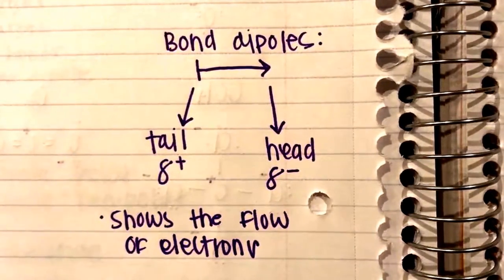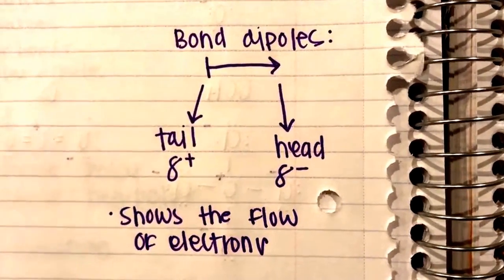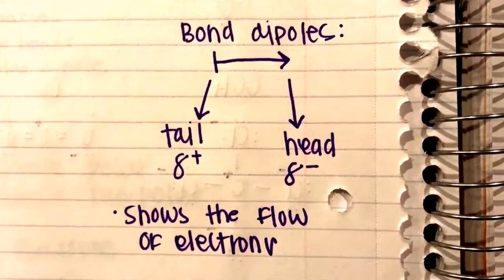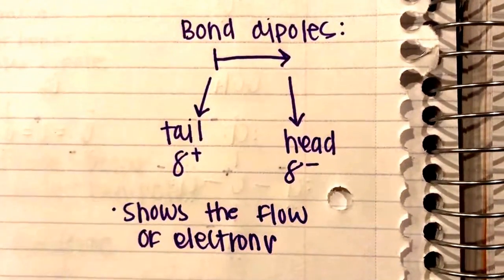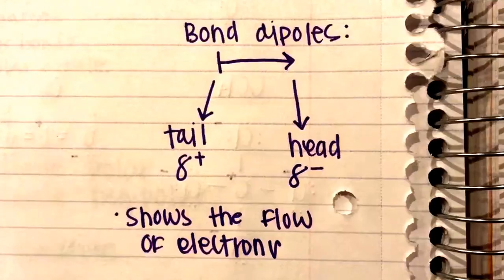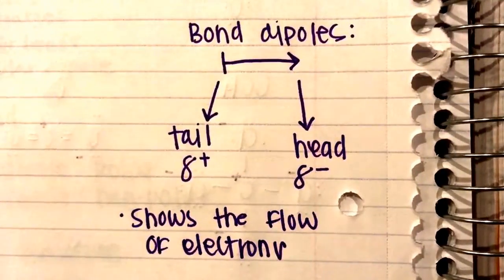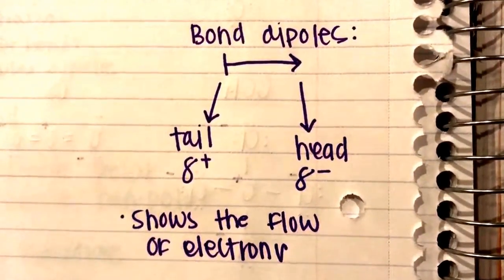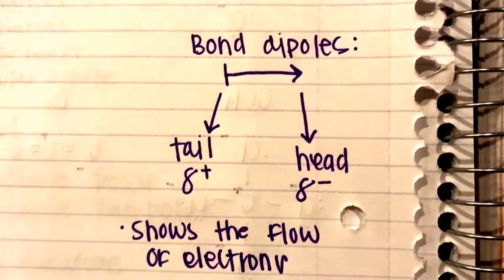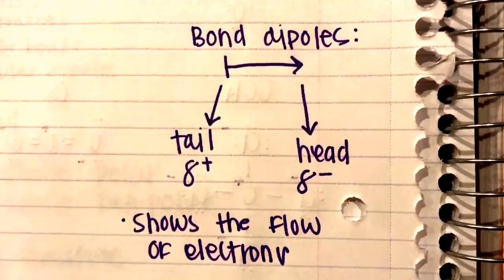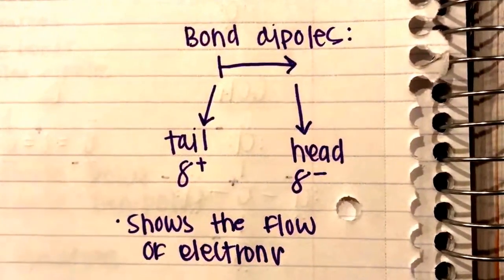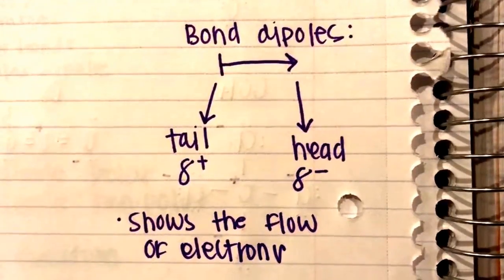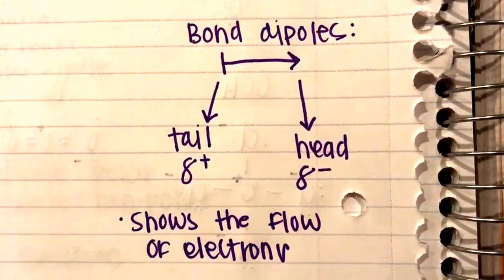Now let's look at bond dipoles. Bond dipoles are indicated by an arrow with a tail and a head. The tail of the arrow will be at the partial positive atom, and the head of the arrow will be going towards the partial negative atom. This arrow shows the flow of electrons.